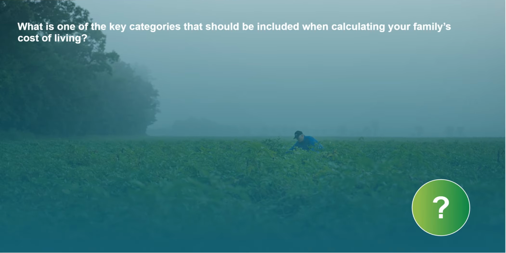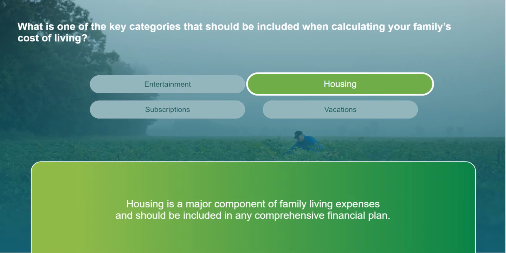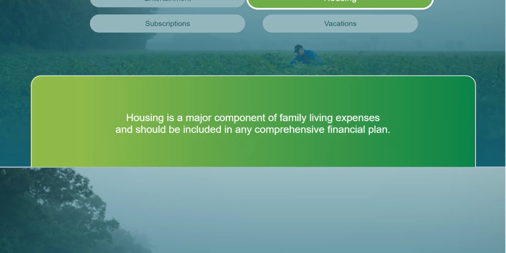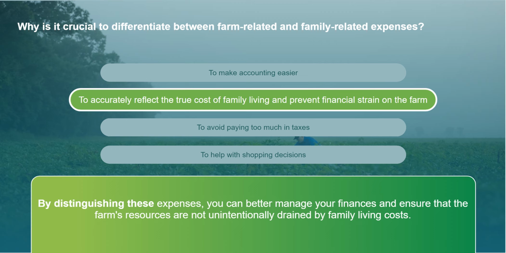What is one of the key categories that should be included when calculating your family's cost of living? Housing is a major component of family living expenses and should be included in any comprehensive financial plan. Why is it crucial to differentiate between farm-related and family-related expenses? By distinguishing these expenses, you can better manage your finances and ensure that the farm's resources are not unintentionally drained by family living costs.